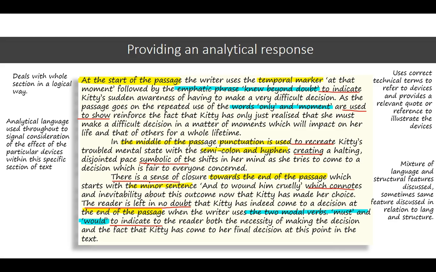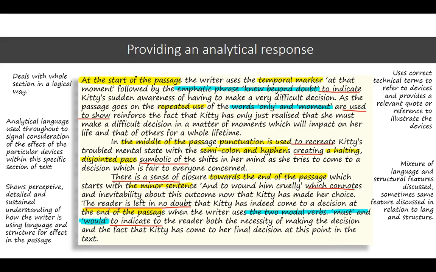There's a good mixture of comments on specific language and structural features. So the things highlighted in blue on your screen are specific language features, and then the things highlighted in yellow are structural features. And what you'll notice is in the stronger responses, people will often write about a feature that works both linguistically and structurally, because there are lots of features, things like three-part lists, repetition, semantic fields. They work structurally as well as linguistically, so you can write about both features at once.